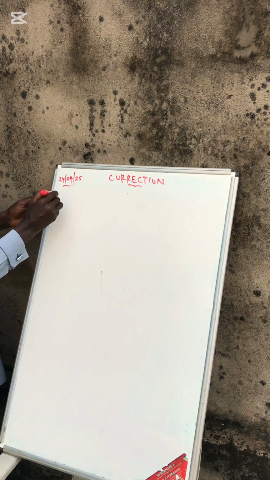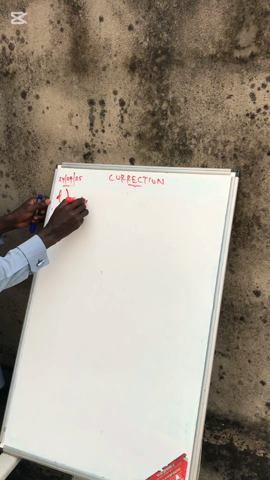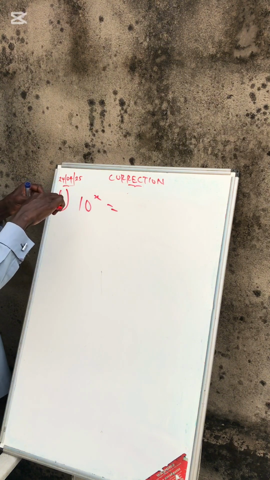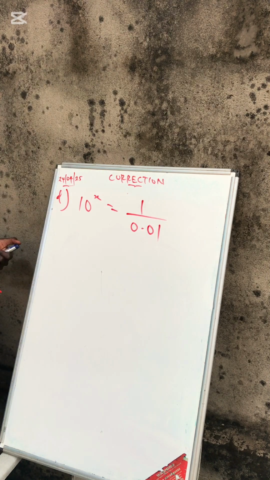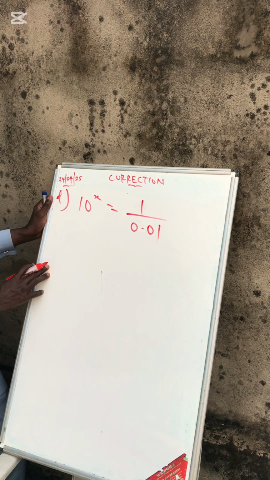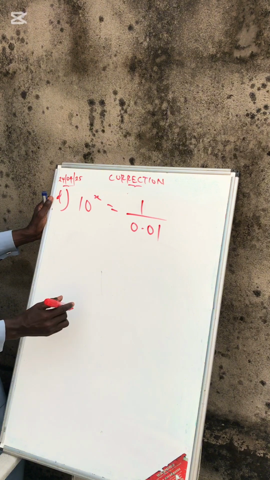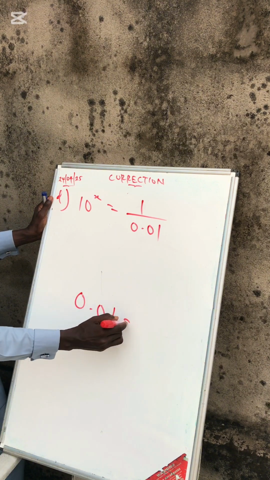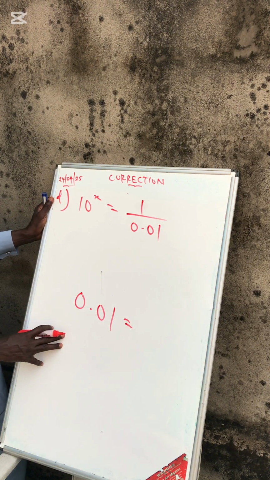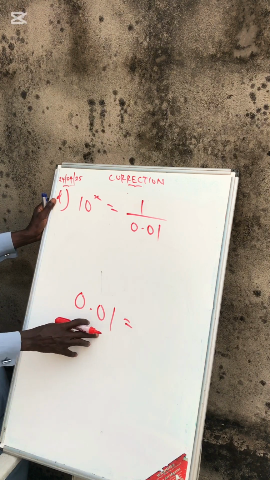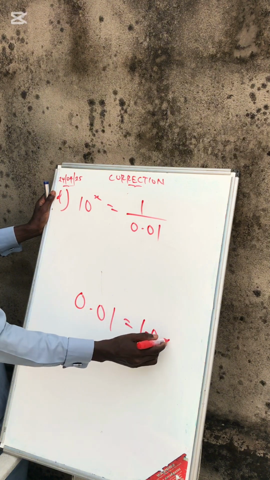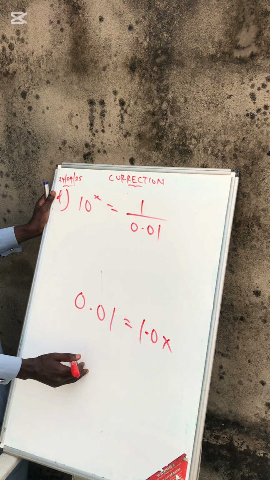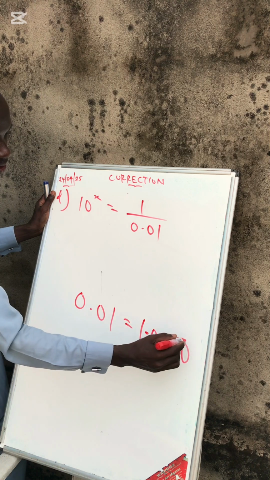Because 1 over 10 raised to the power x equals 1 over 0.01, right? Yes. What does that mean? What is 0.01 in standard form? 0.01 in standard form is 1.0 times 10 raised to the power minus 2.